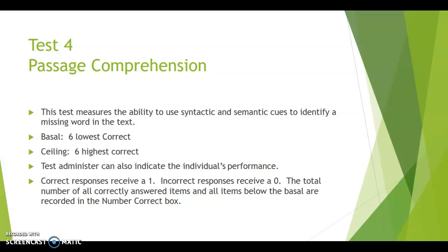Test number 4 is passage comprehension. It measures the ability to use syntax and semantics cues to identify a missing word in the text. The basal is 6 lowest correct, and then the ceiling is 6 highest correct. And then the test administrator can also indicate the individual's performance as they're taking the test. And then, like the other tests before, correct responses receive a 1, incorrect responses receive a 0, and then the total number is calculated and put in the correct box.